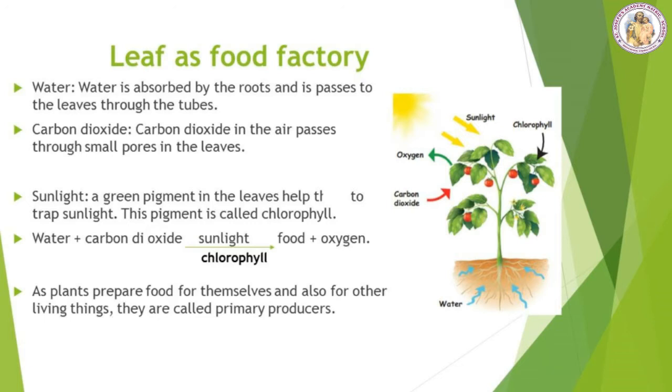Water plus carbon dioxide, in the presence of sunlight and chlorophyll, gives food plus oxygen. As plants prepare food for themselves and also for other living things, they are called primary producers. Without primary producers, living things that are not capable of producing their own food will not be able to live.